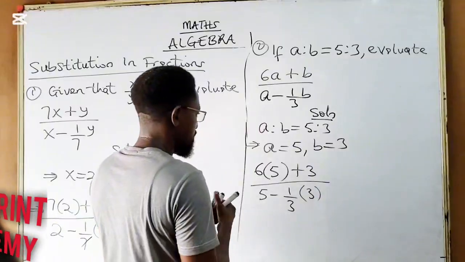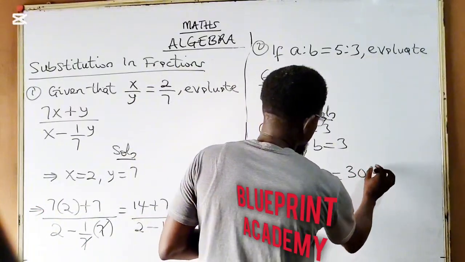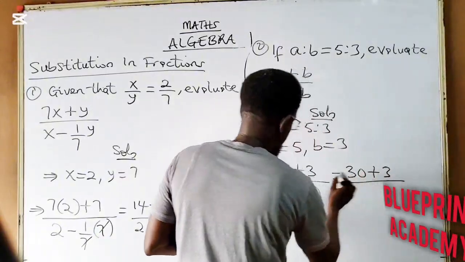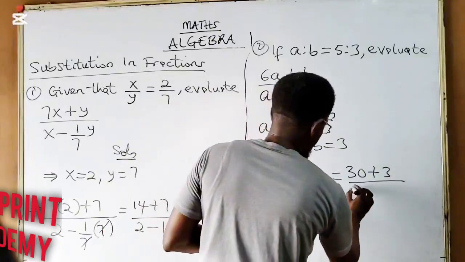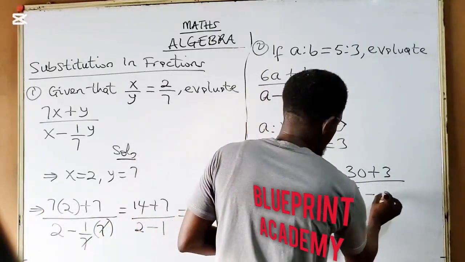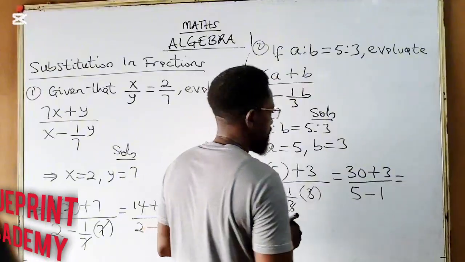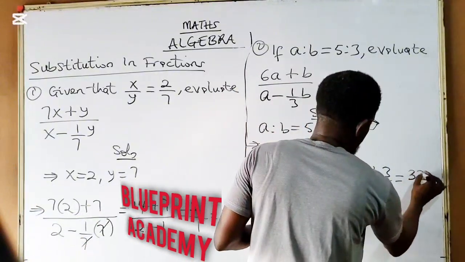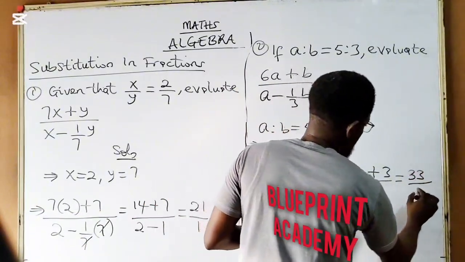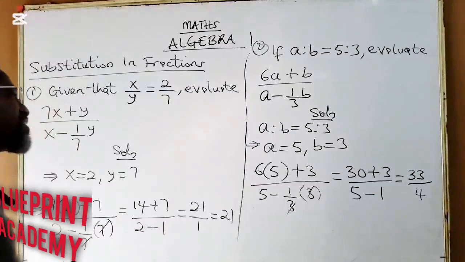So now we have something like this. So 5 times 6 is 30. We have 30 plus 3 all over 5 here now. Then this 3 we cancel this, so that gives 1. So you get 5 minus 1. And this one will give us 30 plus 3, that will give us 33 all over 5 minus 1. You have 33 over 4.